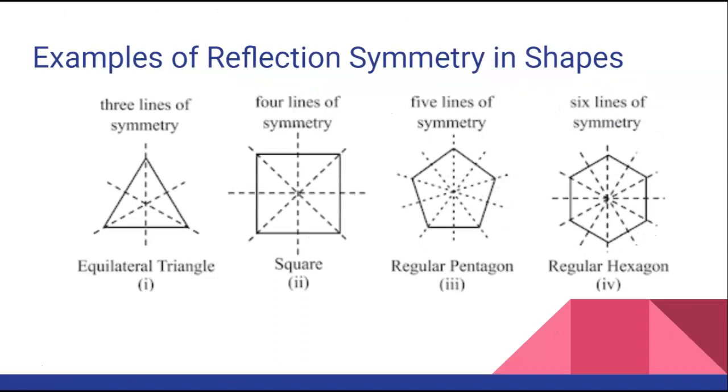Here are some examples of reflection symmetry in basic shapes, and you can see each shape has some dotted lines drawn. Each of those lines is a line of symmetry for that shape. An equilateral triangle has 3 different lines of symmetry. A square has 4 different lines for reflection symmetry. A regular pentagon, remember regular means that all sides in the shape are the same length, and pentagon means it has 5 sides, has 5 different lines of symmetry. And a regular hexagon, meaning all sides are the same and there are 6 sides, has 6 lines of symmetry.